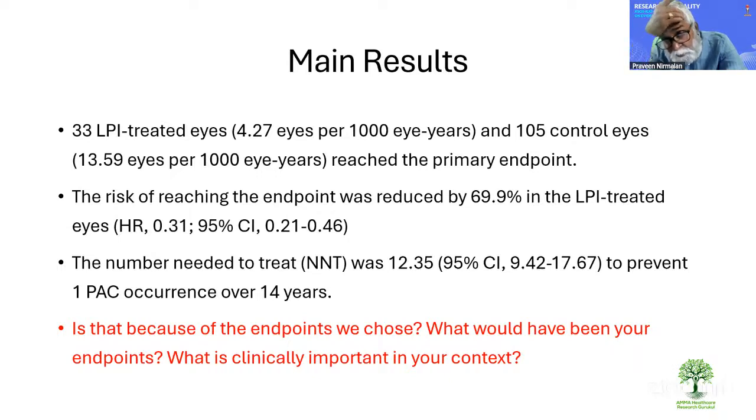And as you look at that, you need to think, is that because of the endpoints that we chose? So you start thinking, okay, what are the endpoints that I might consider important in my clinical practice? What is clinically important in my context? Is this number different because of other interventions that have happened in the interim period, either in terms of a cataract surgery or things like that? So you need to start thinking over that. So how do I interpret this? We can take it just as an absolute statement that, well, if you treat 12 people with LPI, you can manage to prevent one PAC occurrence in 14 years.